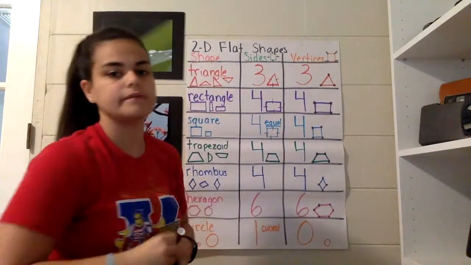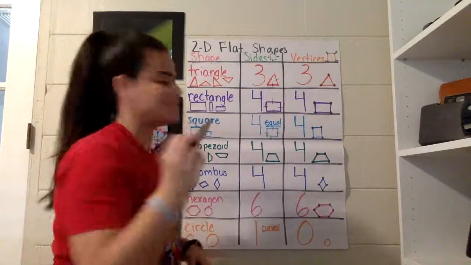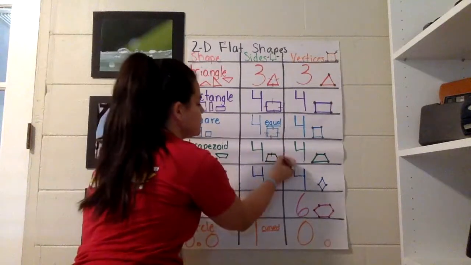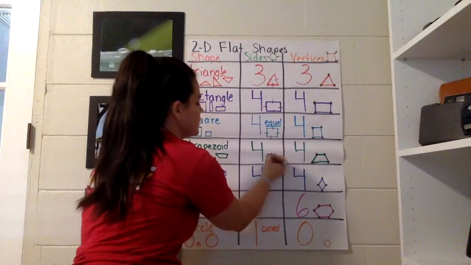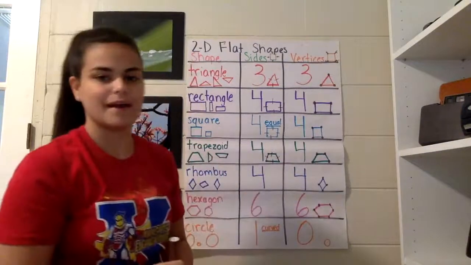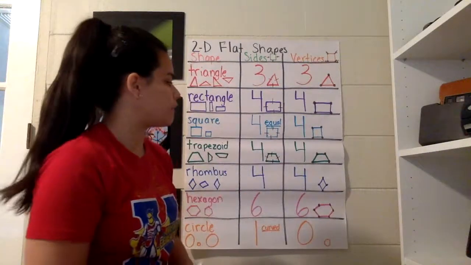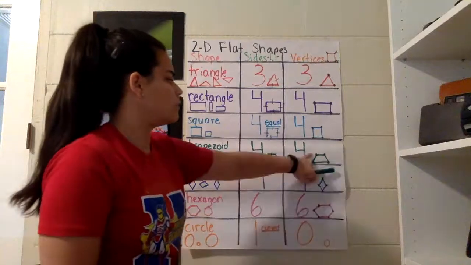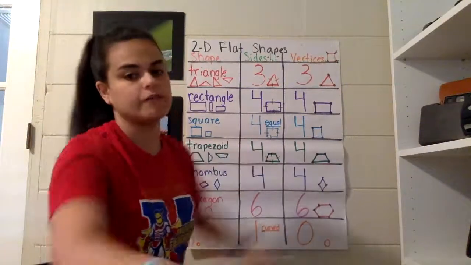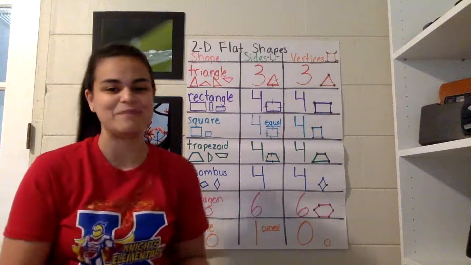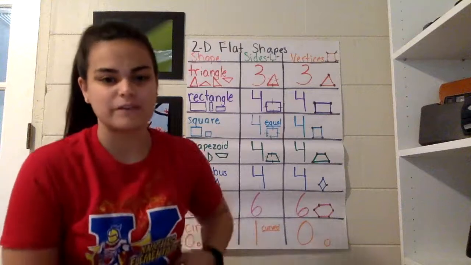connect them, okay? So let's count the sides. Ready? 1, 2, 3, 4. Okay? Good. And then we have 4 vertices as well. 1, 2, 3, 4 vertices. I know this is a lot, okay? Keep with me. Okay, you guys are doing awesome so far.